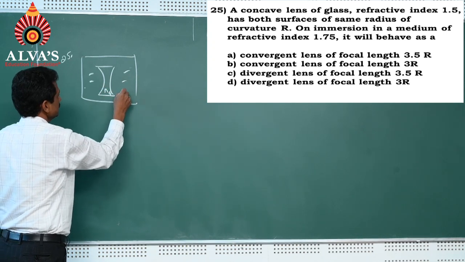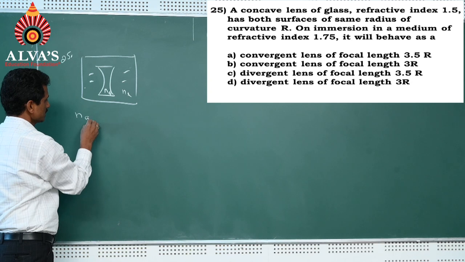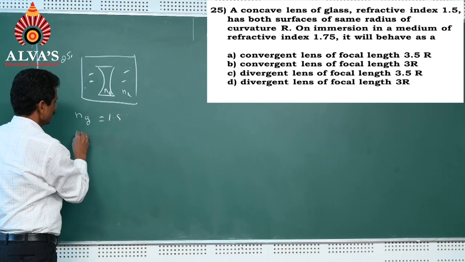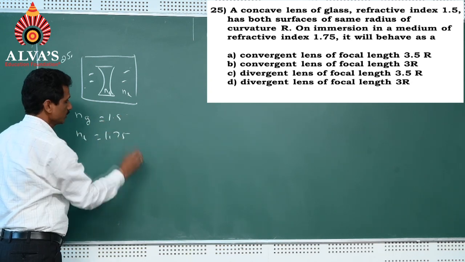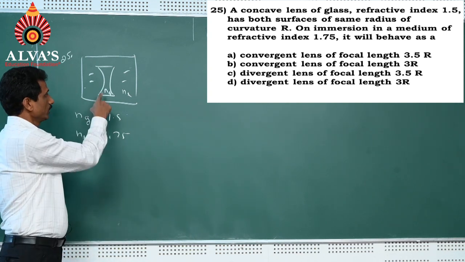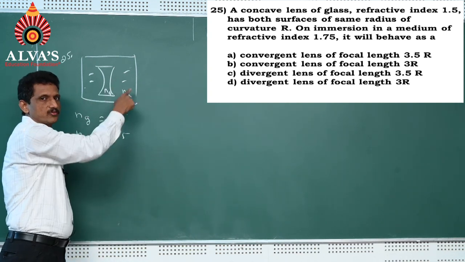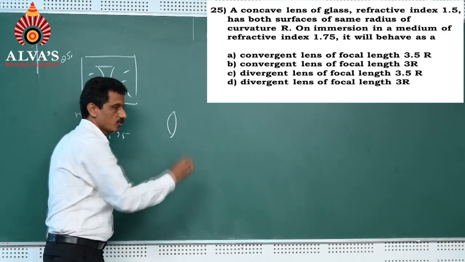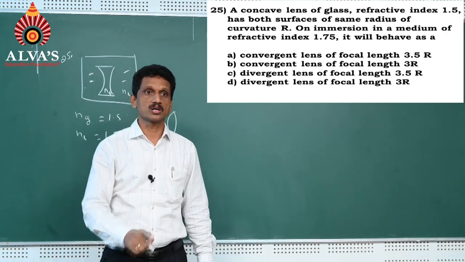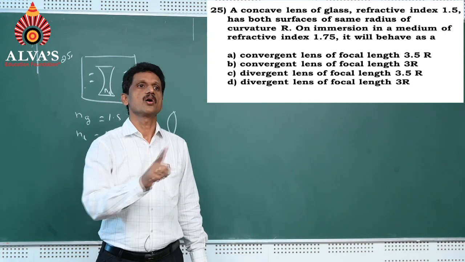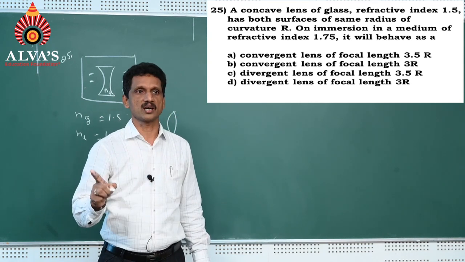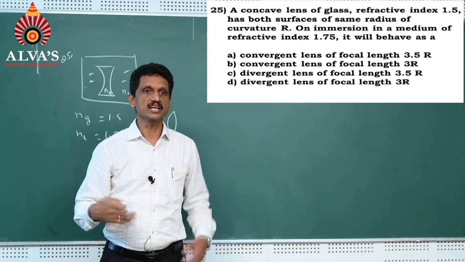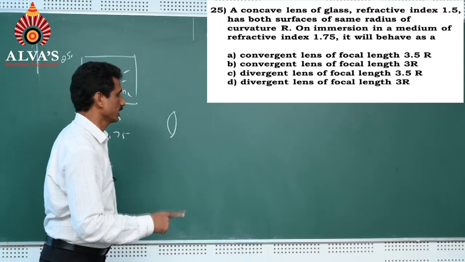Ng is this, NL is this. Ng is given 1.5, NL is 1.75. So, basic idea, when a concave lens is immersed in a higher refractive index medium, it should behave as a converging lens. Therefore, a convergent lens of focal length 3.5r or a convergent lens of focal length 3r. So, options C and D you can ignore, only 2 options, A and B.